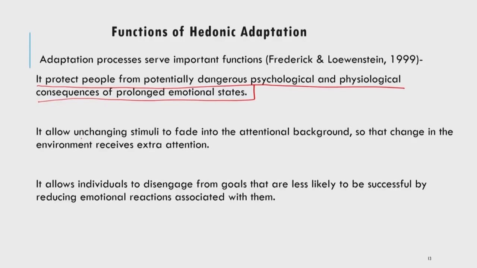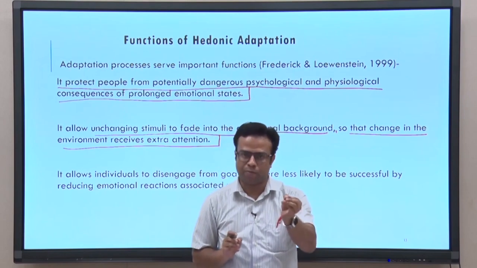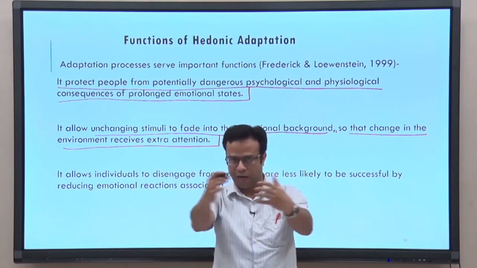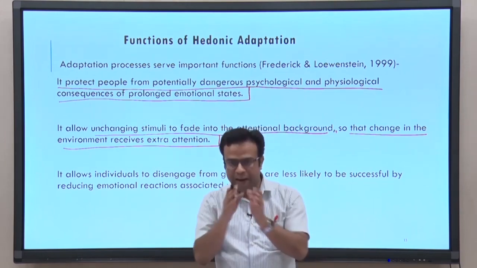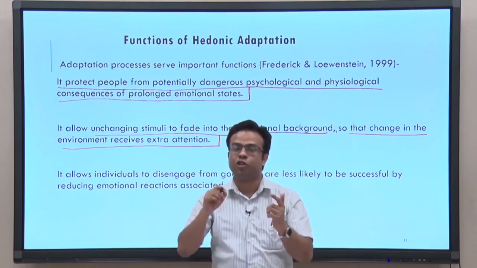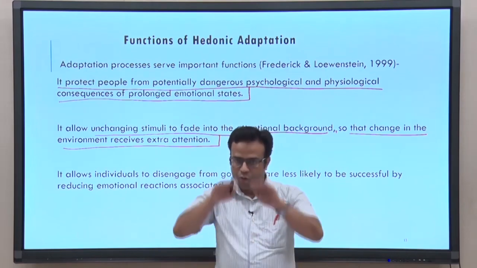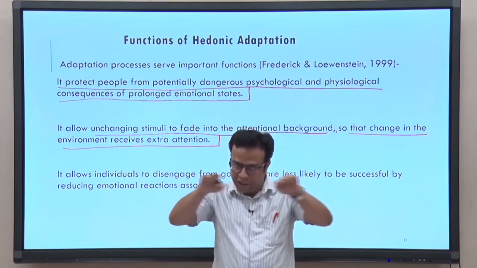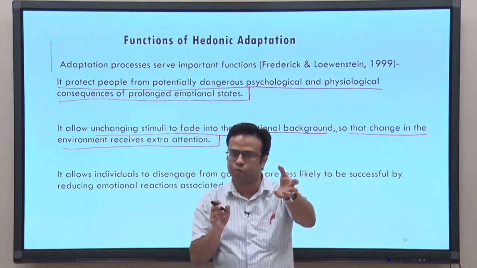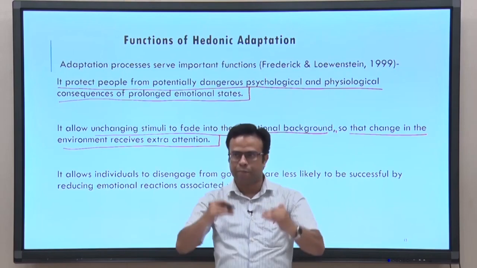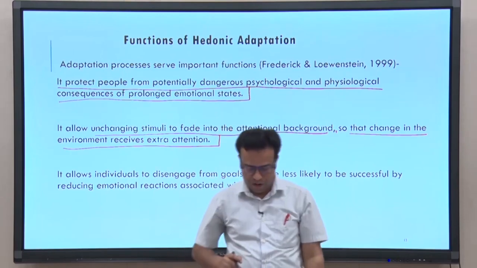Second, it allows unchanging stimuli to fade into the emotional background, so that changes in the environment receive extra attention. If we become too emotionally attached to some changes, we will not be able to pay attention to other new changes that are happening, which may be more important in our life. So it helps us pay attention to newer changes in the environment. Once our emotional level comes back to normal functioning, we are able to pay attention to other things. If we become too emotional with certain changes in life, we will be stuck there. So hedonic adaptation serves that function also.